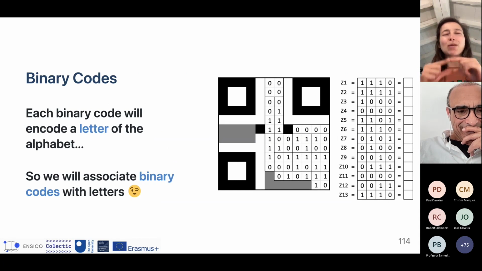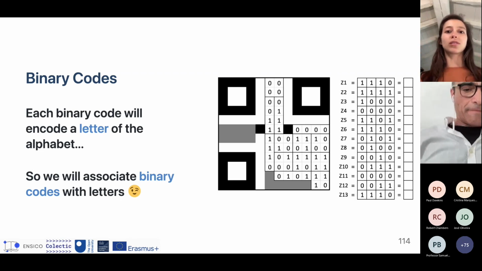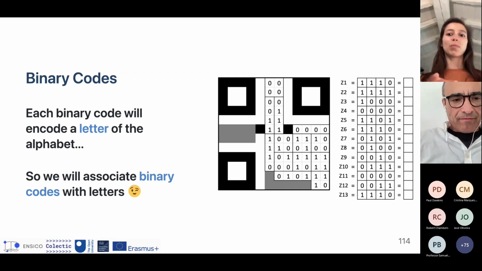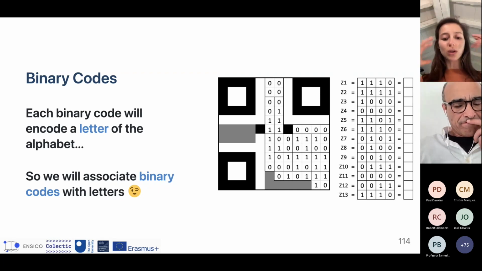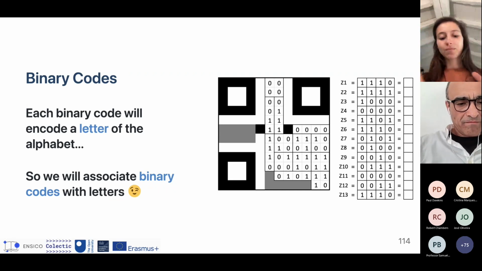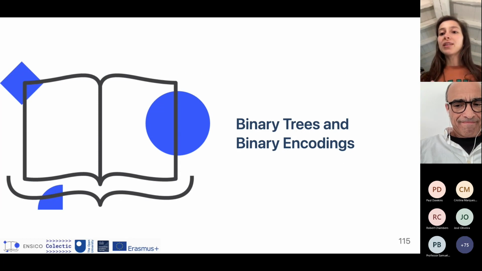Notice that I keep saying represent because we're talking about data representation, okay? Data structures and all of that. The way we represent information, the mathematical model that we use to represent information, is really important. Not just the code, not just the programming part. Everything is important. In particular, the way we think and the frame we put on a problem. So now we will associate binary codes with letters. And how are we going to do that? We will talk about binary trees and binary encodings.